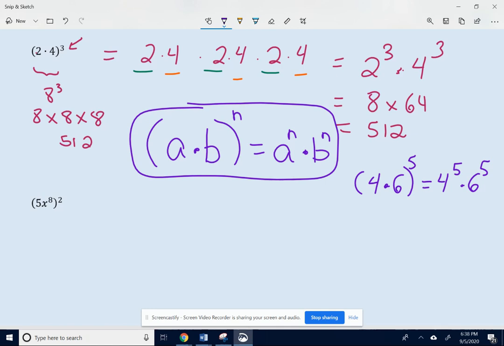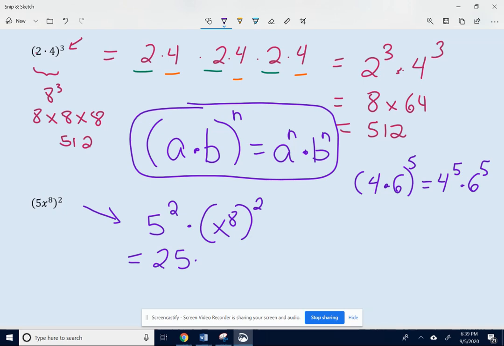Just numbers. But some of you, when you work on your learning path, are going to get deep into the variables, so I want to go ahead and touch on this. Here's another example, one with variables. If I had 5x to the 8th, to the second power, I could rewrite that as 5 to the second times x to the 8th to the second. And then just simplify. 5 to the second just means 5 times 5, so that's 25.